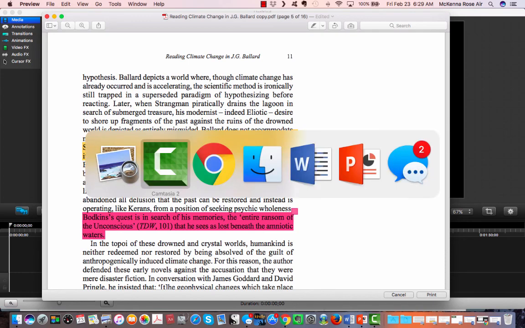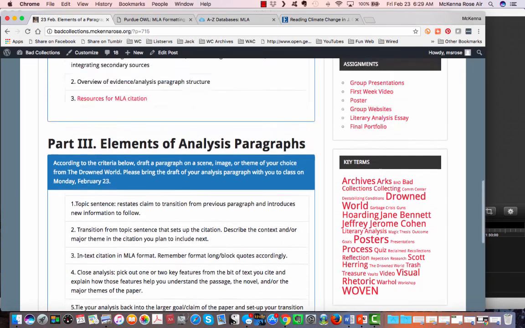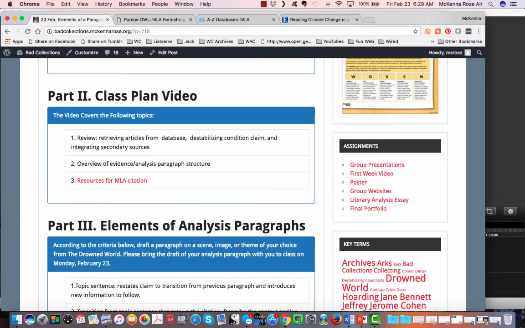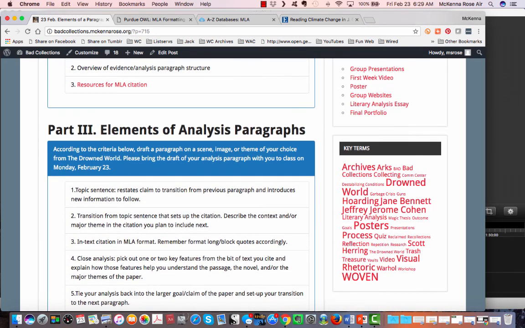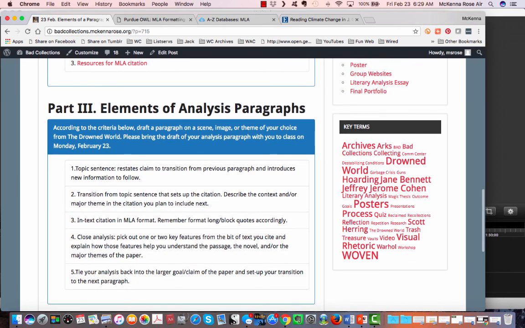Okay, so now if you would turn to your own draft of an analysis paragraph. Read through the draft of what you already have. So your claim, what's the condition, how do you destabilize it? Your secondary source that opens up your claim and locates it. And then draft your own: pick out a bit of text that you're invested in writing about that helps develop your claim. Draft a topic sentence.